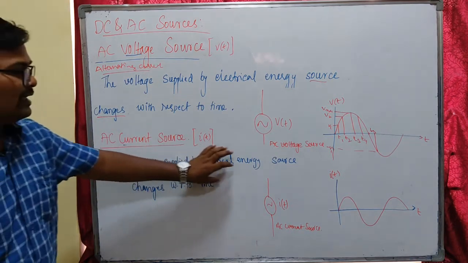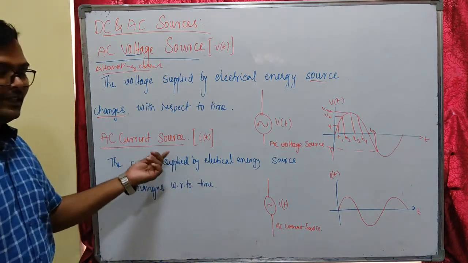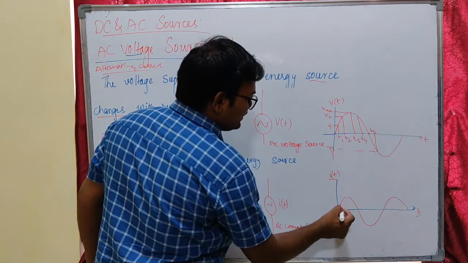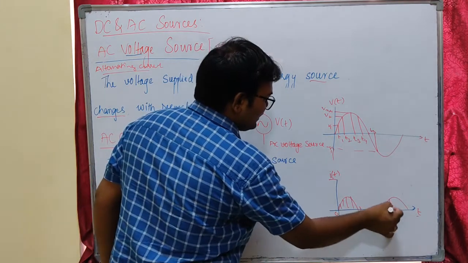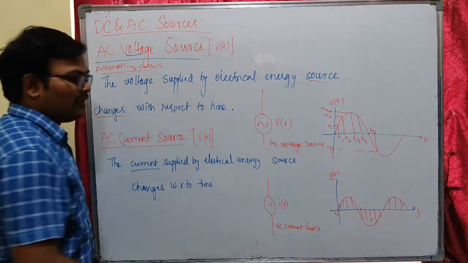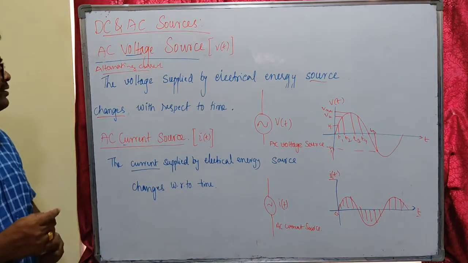The current supplied by the electrical energy source changes with respect to time. Here also, this is the current axis, this is the time axis. The current is changing its value for every instant of time, it keeps on changing. This is the symbol for a current source. So this is about AC voltage source and AC current source.